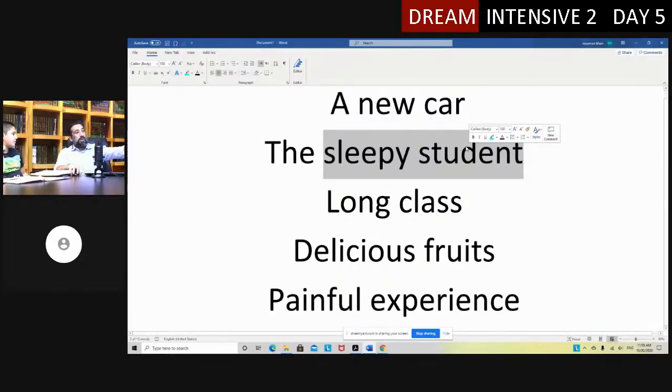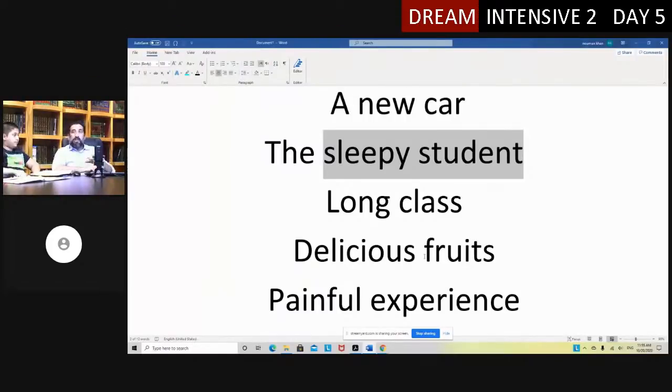So long class. Class is mawsuf, long is sifa. Good. Delicious fruits. Fruits is mawsuf, delicious is sifa. Good. Painful experience. Experience is mawsuf, painful is sifa. See, now you sound like you have a degree in Arabic.